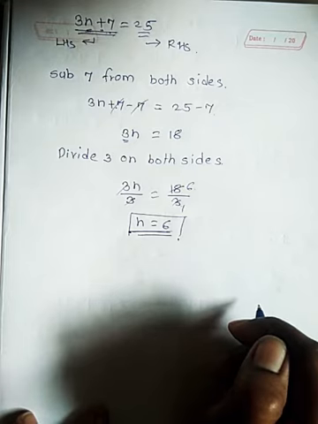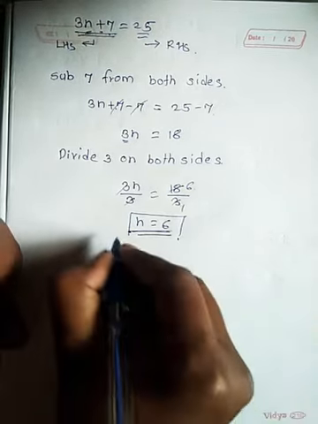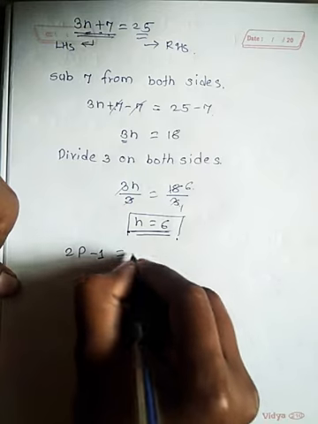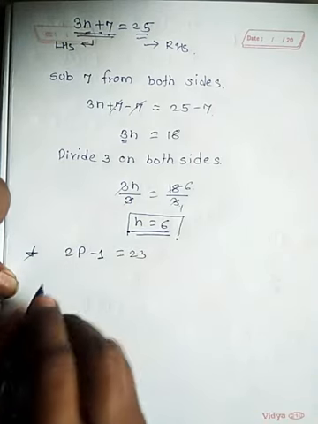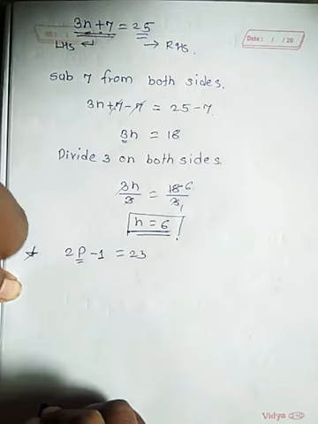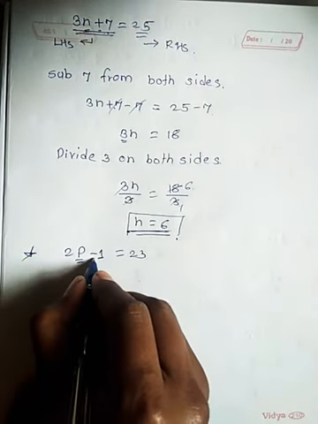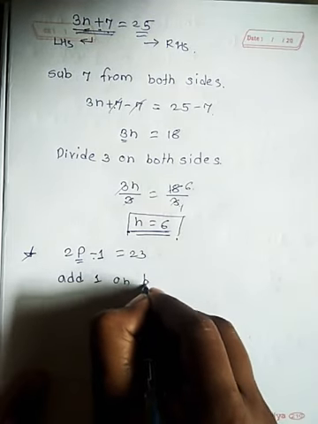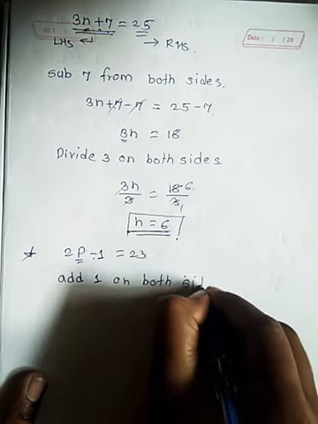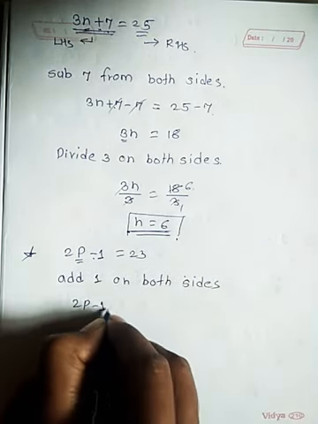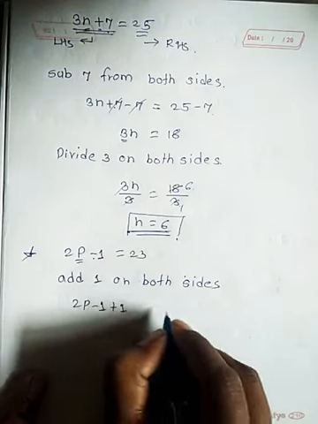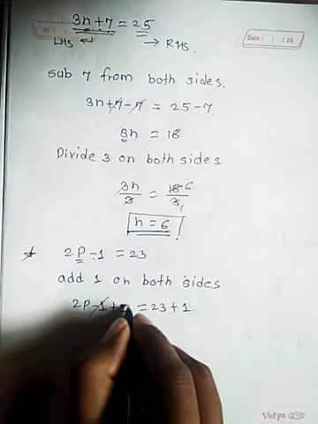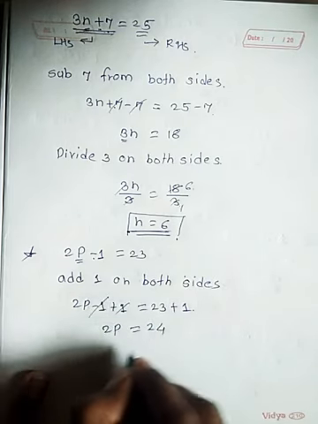See, the next example, 2p minus 1 is equal to 23. Here we need to find the value of p. Then minus 1 is there, so add 1 on both sides. 2p minus 1 plus 1 is equal to 23 plus 1. Minus 1 plus 1 gets cancelled. 2p is equal to 24.